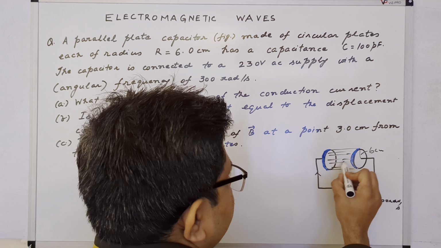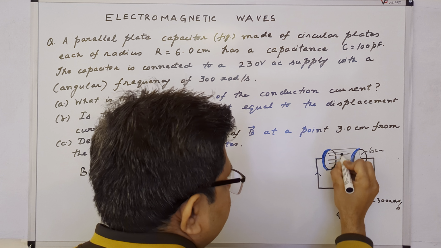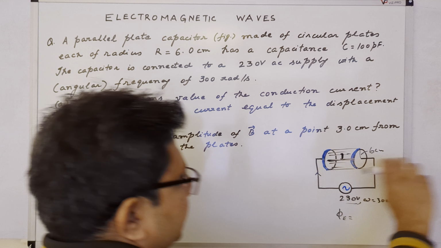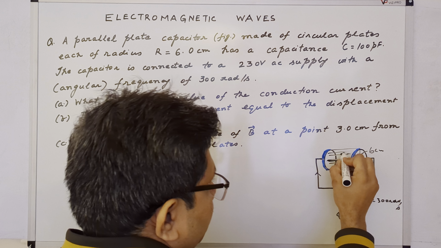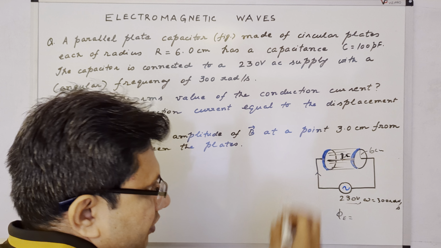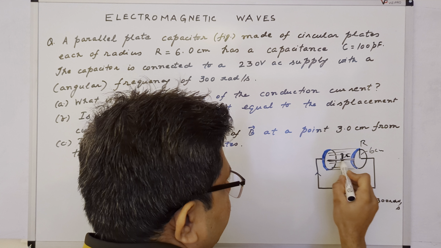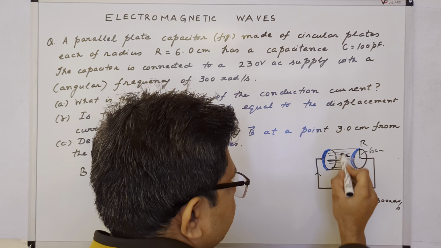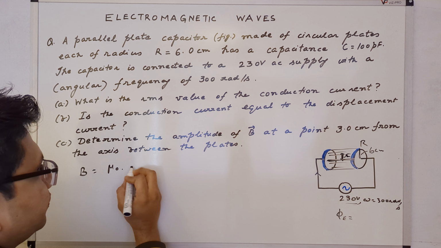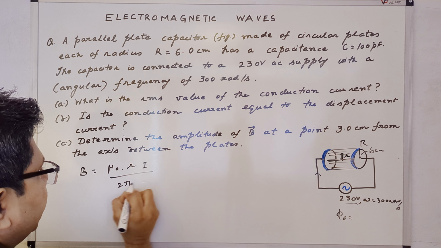Basically the value of the magnetic field at a point which is a certain distance away from the axis, this is the axis basically, which is passing perpendicularly through the plates. Now if we choose a certain point at a distance, for example small r, away from the axis, and the radius of the circular plate is capital R, and we are calculating the magnetic field at a point small r distance away from the axis, then the magnetic field is given by this formula: mu naught small r I upon 2 pi capital R square.